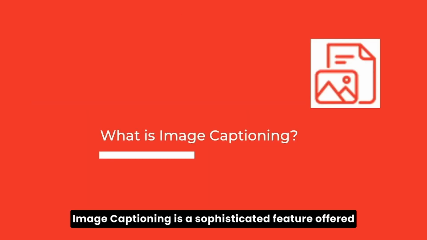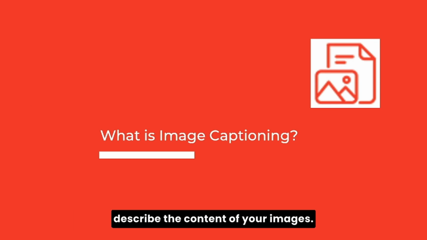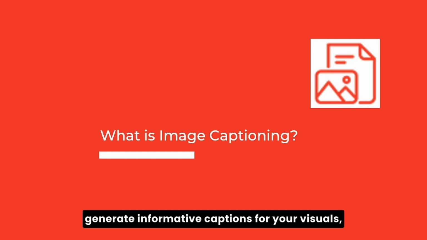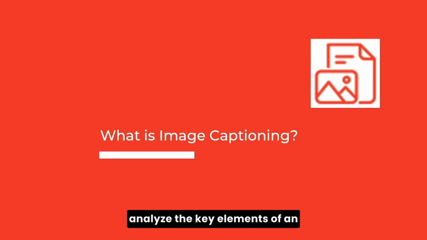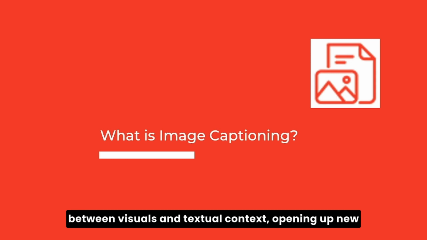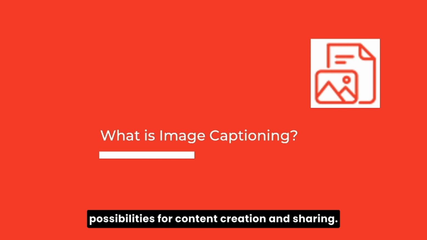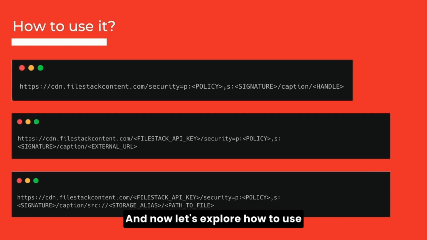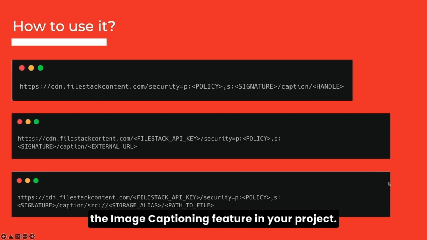Image captioning is a sophisticated feature offered by Filestack that employs advanced algorithms to describe the content of your images. Imagine having the ability to automatically generate informative captions for your visuals, making them more inclusive and informative. This feature leverages attention networks to analyze the key elements of an image and generate accurate, concise descriptions. With image captioning, you can bridge the gap between visuals and textual context, opening up new possibilities for content creation and sharing.